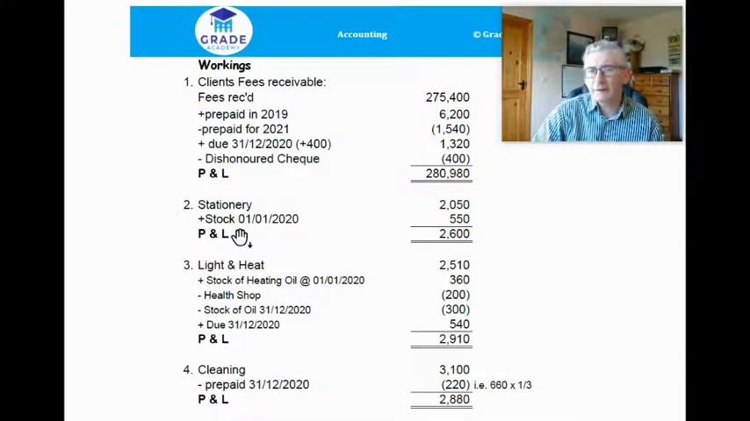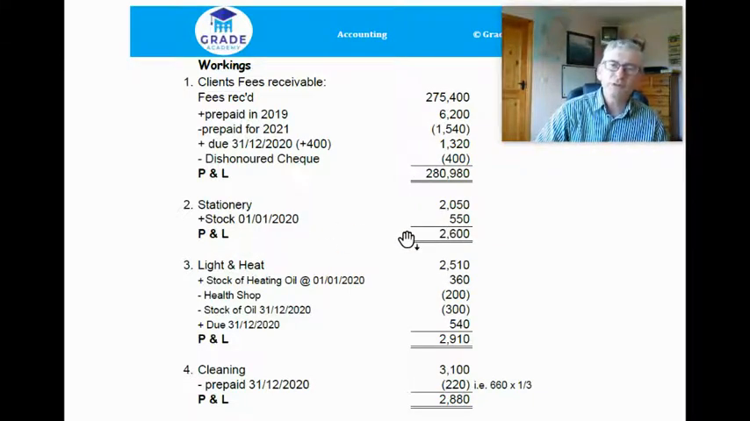Rather than flicking over and back pages, I'll do all the workings here, with a little explanation if I can. Now, we paid stationery 2,050. That was the payment that we made, but there was a stock of stationery at the start, I should say, of 550. So that actually means we must have used 2,600 worth of stationery during the year, and that's the figure that goes in as an expense in the profit and loss account.